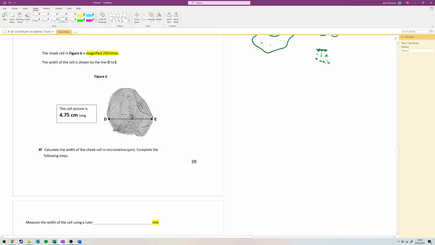The cheek cell in figure 6 is magnified 250 times. Well, actually, down here I'm going to write magnification equals 250 times, just because that's important information. The width of the cell is shown by the line D to E.